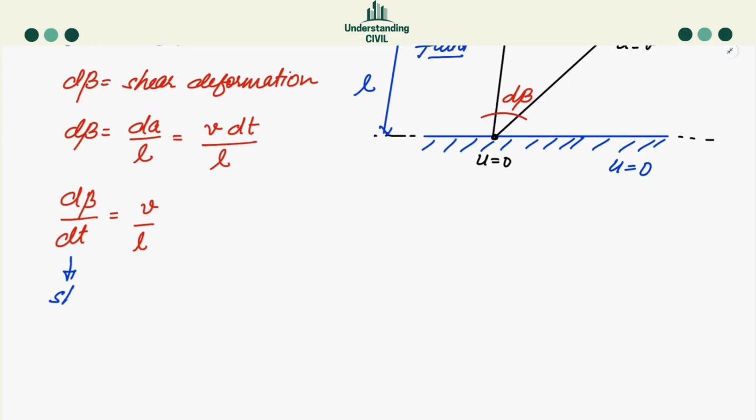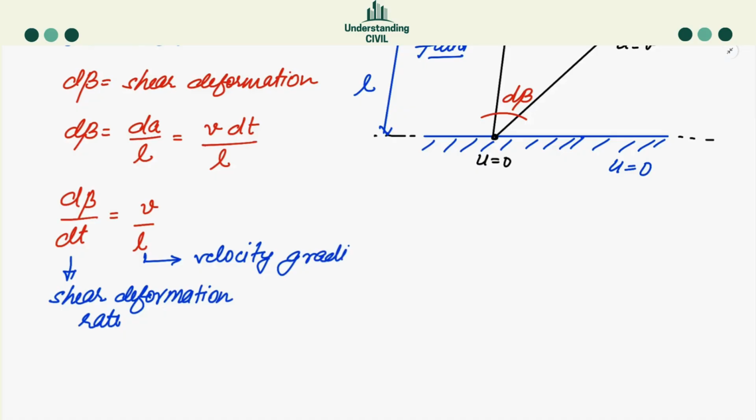This is called shear deformation rate, right? Shear means it's because of the shear stress or the shear force acting, and the deformation is d beta, and rate is divided by time. On the right hand side, we have velocity gradient. This is velocity divided by length. Let's hold it up to here, and I would mark this as my equation 1.